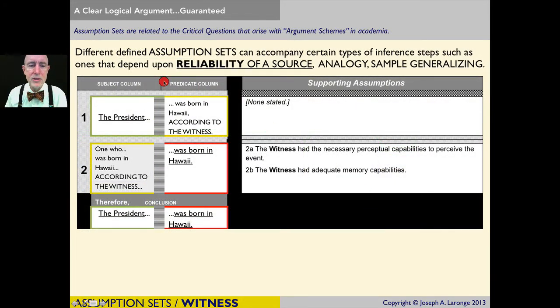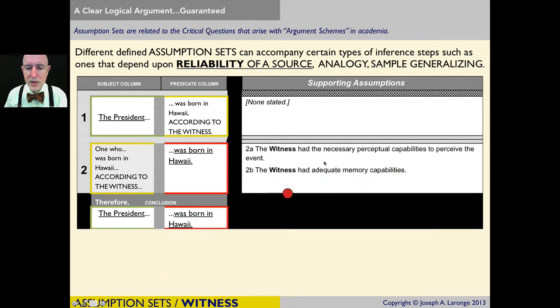Now here we've just used a simple LB template of that same argument. Here you can see, the president was born in Hawaii according to the witness. Premise 2, one who was born in Hawaii according to the witness was born in Hawaii. Well, this and just this premise depends upon at least these two, certainly there can be more, these two supporting assumptions: that the witness had the necessary perceptual capabilities to perceive the event, and here the witness had adequate memory capabilities.